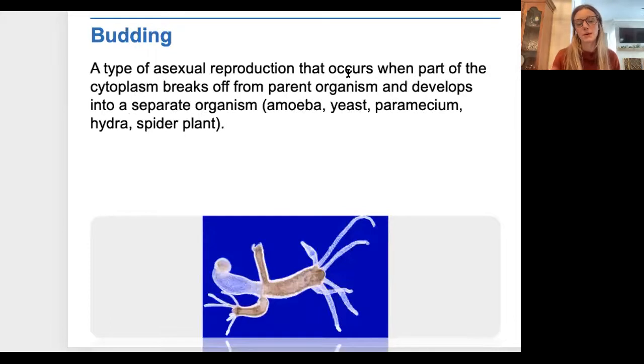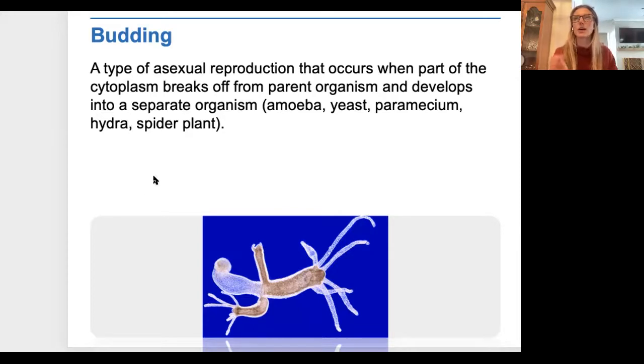Next up, our second example of asexual reproduction is going to be budding. This occurs when part of the cytoplasm breaks off from a parent organism and develops into basically its own separate organism. Some examples are an amoeba, yeast, paramecium, hydra, and spider plant. Down here, this is an amoeba. But I really want to talk about the hydra.